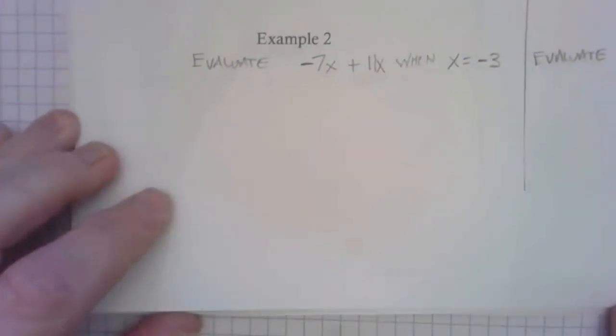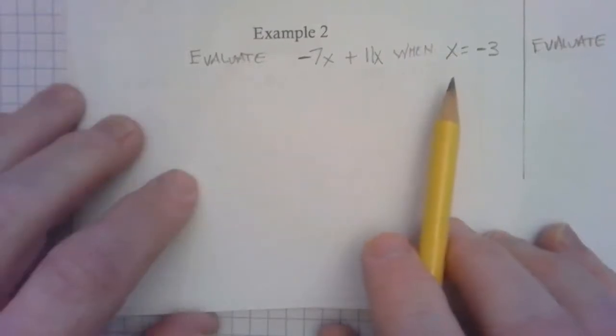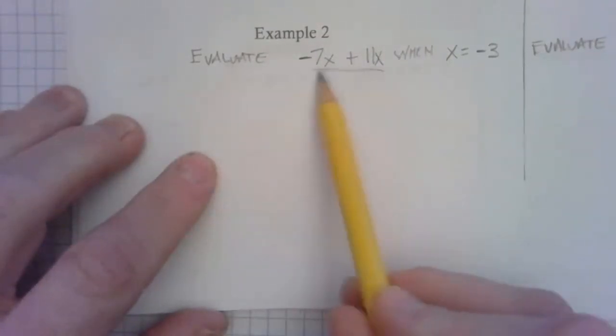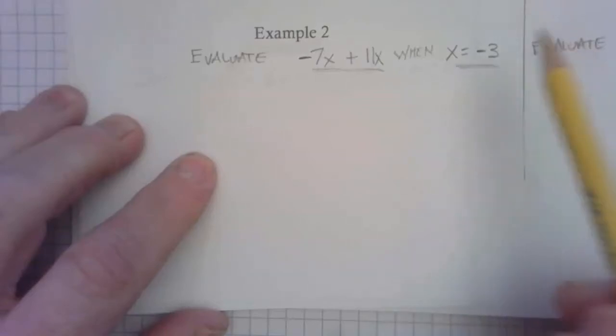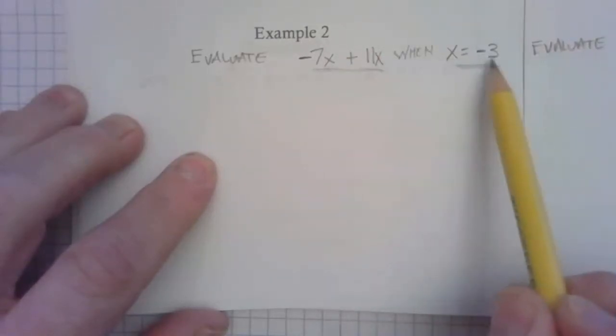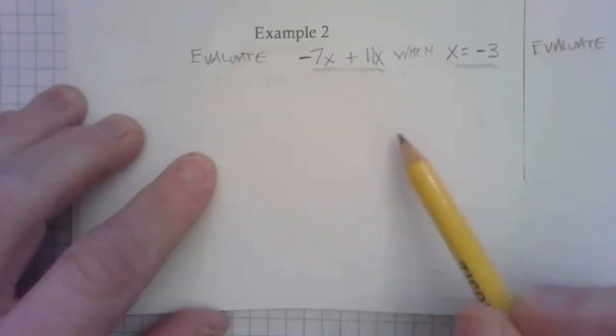So positives and negatives can cause us headaches, so we'll throw those in here, when negatives in particular can cause us headaches. So let's look at this. It says evaluate this expression when x is negative 3. So everywhere we see an x, shows up in a couple places, we're going to replace it with a negative 3. And remember, written next to each other, it's multiplication.